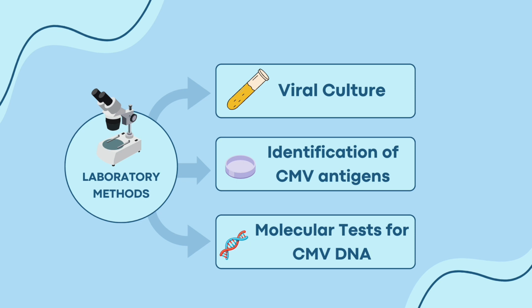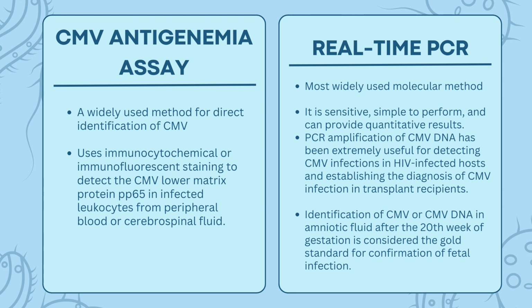Laboratory methods, such as viral culture, identification of CMV antigens, and molecular tests for CMV DNA, are necessary to detect a current CMV infection in individuals who are immunocompromised or in neonates suspected of being congenitally infected with CMV. The CMV antigenemia assay is a widely used method for direct identification of CMV. It uses immunocytochemical or immunofluorescent staining to detect the CMV lower matrix protein, pp65, in infected leukocytes from peripheral blood or cerebrospinal fluid.